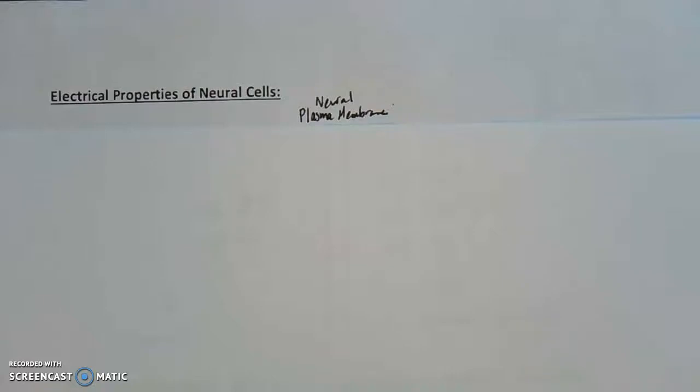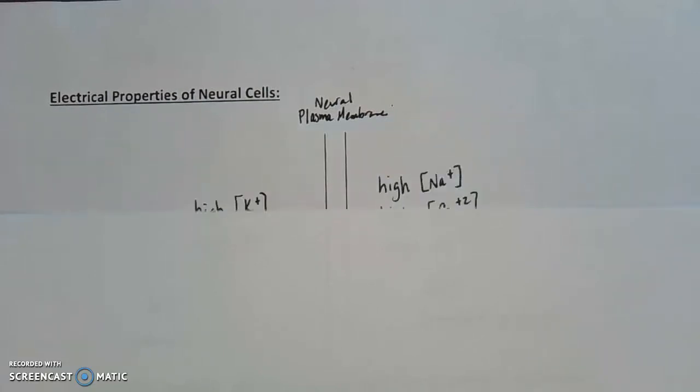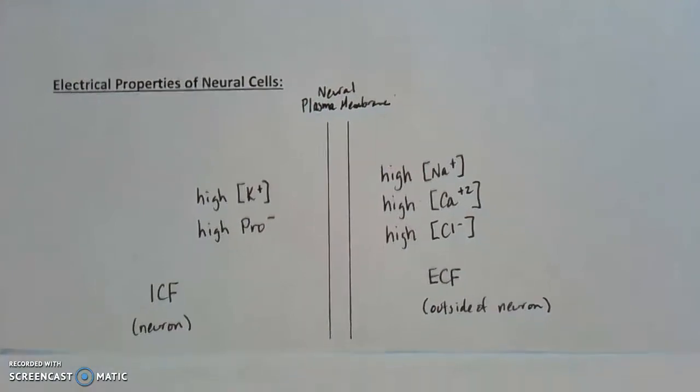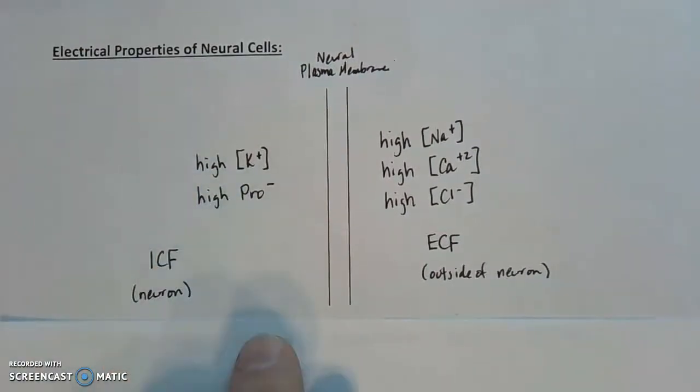This is video 7 for chapter 12, the nervous system. So in this video, we're going to look at the electrical properties of neural cells and start looking at how a neuron functions. So what I have here is a diagram of what the inside and outside of a neural cell is going to look like.